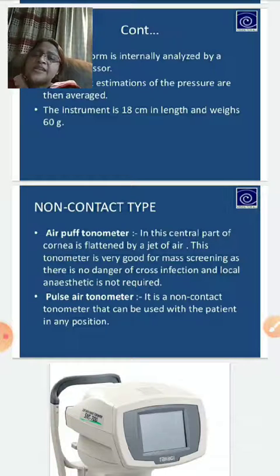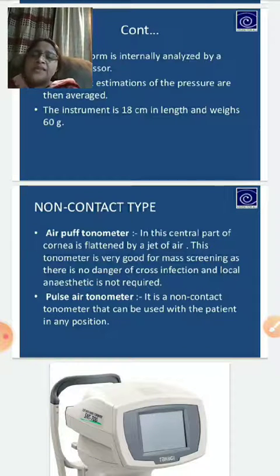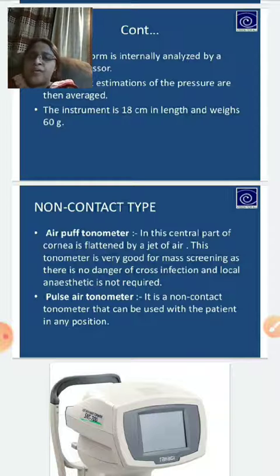Now, the non-contact type is the air puff or the pulsar. In this, a jet of air is used to applanate the cornea. This is mainly used for mass screening, for diagnosing glaucoma patients above the age of 40. It can be used in scarred cornea, high astigmatism, corneal opacities, thick corneas, thin corneas. In corneal pathology, we can use non-contact tonometry.